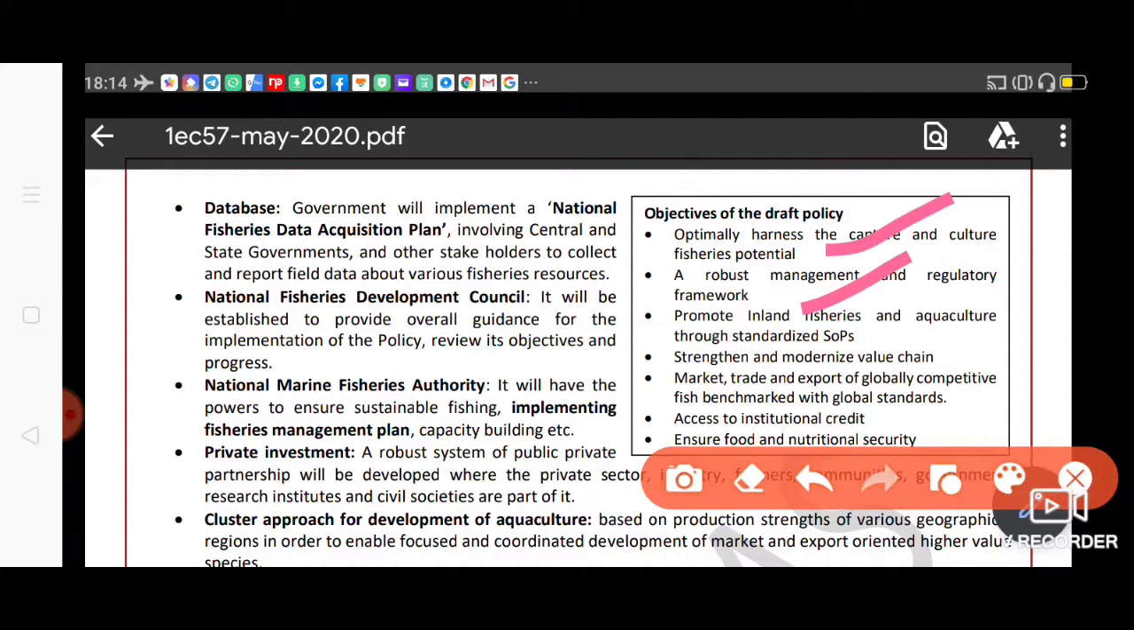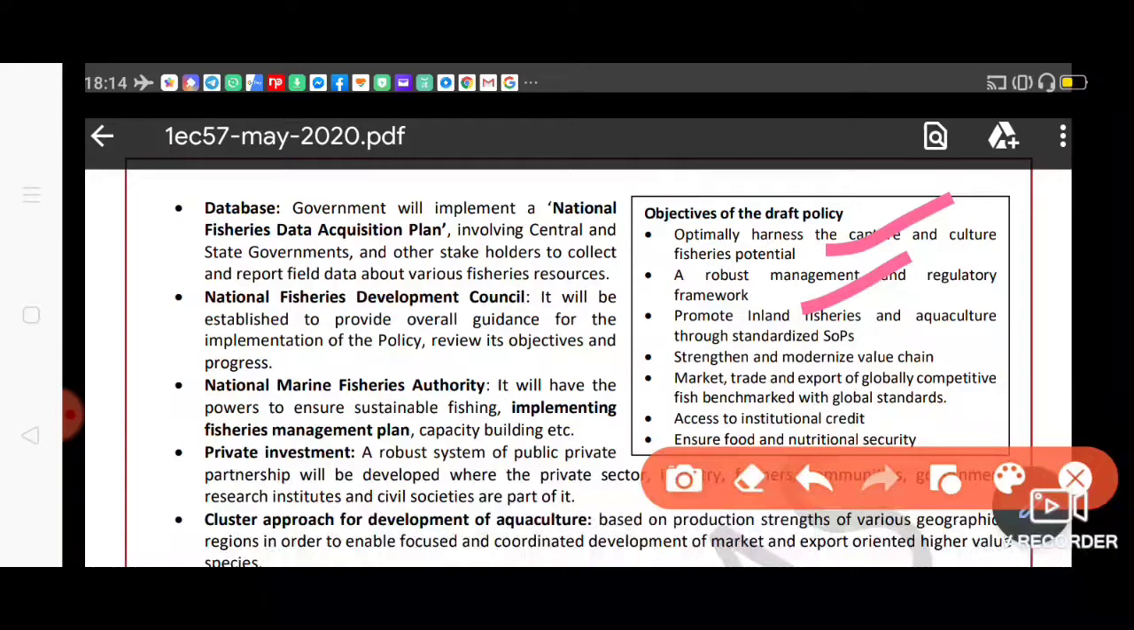So we know there are issues of warehouse and sale and the market, etc. And mostly fishes have a short shelf life. So the fishes spoil faster. That is why we need a proper market and warehouse and storage facilities. Market, trade and export of globally competitive fish, benchmarked with global standards. We need to export more fish.